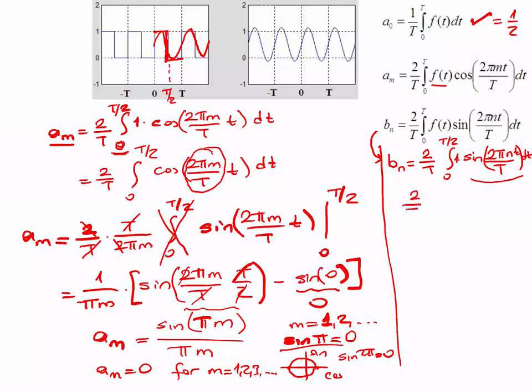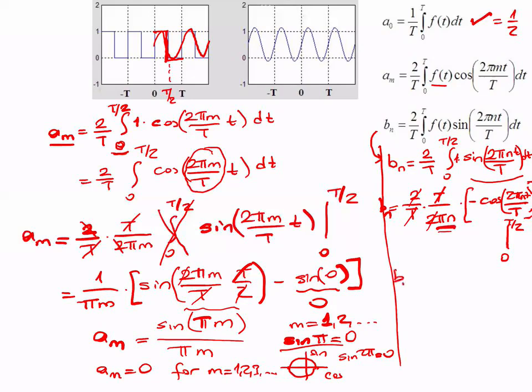What did I do? 2 over T times T over 2 pi n times minus cosine 2 pi n t over T. So the sine's integral is minus cosine, okay? The derivative of cosine is minus sine. So we do this, and then the boundaries are from 0 to T over 2. So I'm going to write B_n like that. So 2's will go away, T's will go away. Again, I will have pi n here, and I will have this one.